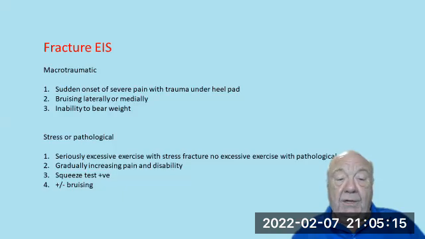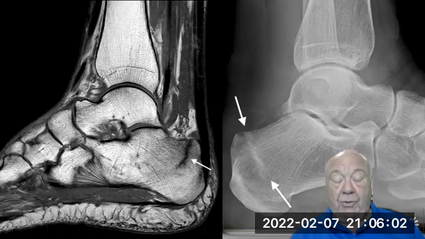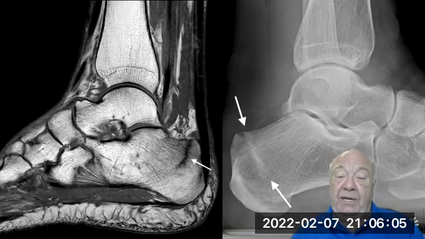The squeeze test will be positive both in the macrotraumatic fracture and in the stress or pathological fracture. But with stress and pathological fracture, there may or may not be bruising. Okay, so there you go. There's pictures of stress fractures. The MRI on the left is the better study. X-rays probably won't show a stress fracture in its early stages and sometimes never show the stress fracture, even when it's at its peak. MRIs are the most sensitive and specific test for a stress fracture. And you can see these two quite happily.